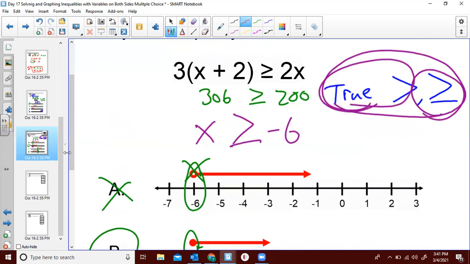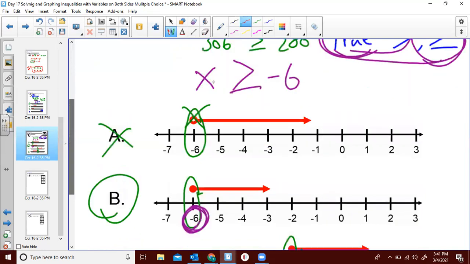If you're not really comfortable realizing that this says x is every number greater than -6, draw your arrow. Which way is this pointing? This is pointing to the right. So the correct answer is still B.